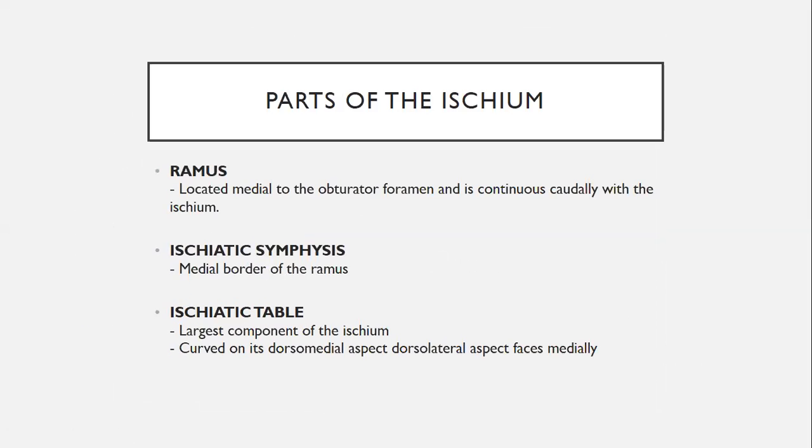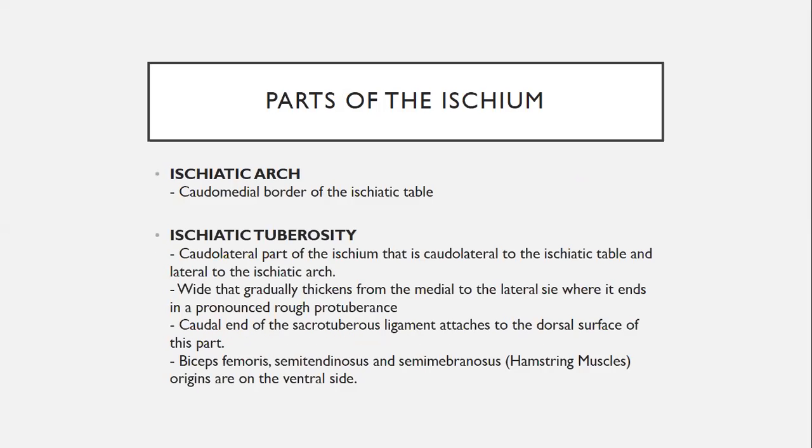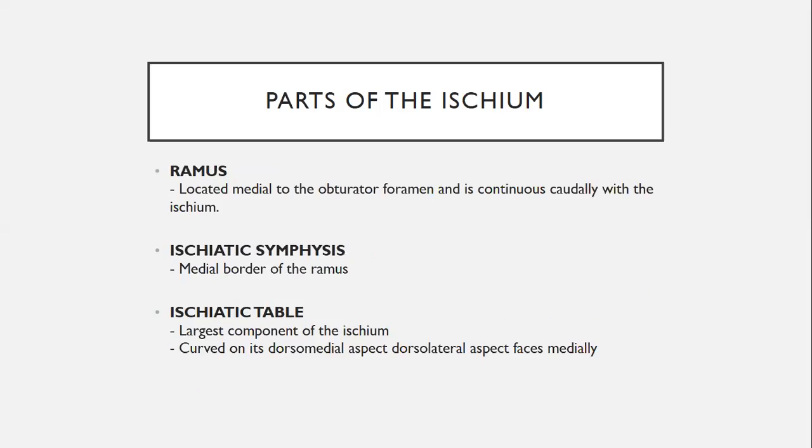Sciatic table: the largest component of the ischium, with a curve on its dorsomedial aspect; its dorsolateral aspect faces medially. The sciatic arc is the border of the sciatic table. And the sciatic tuberosity, which is the caudolateral part of the ischium, is caudolateral to the sciatic table and lateral to the sciatic arc.